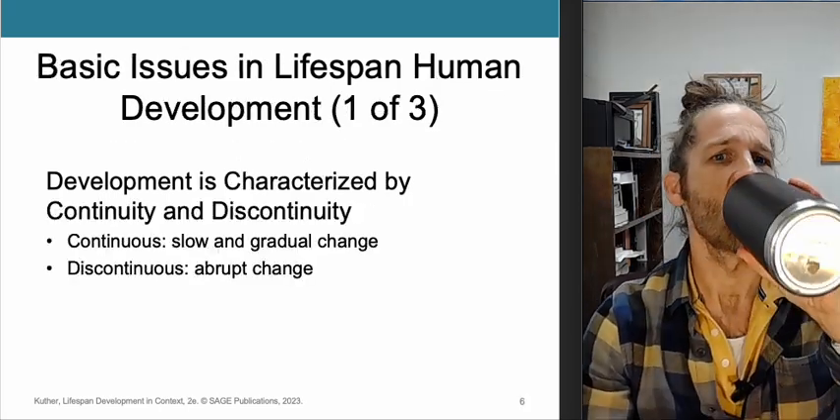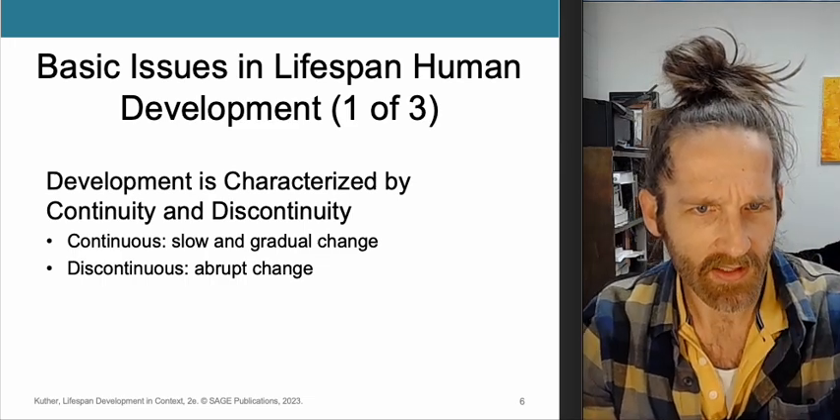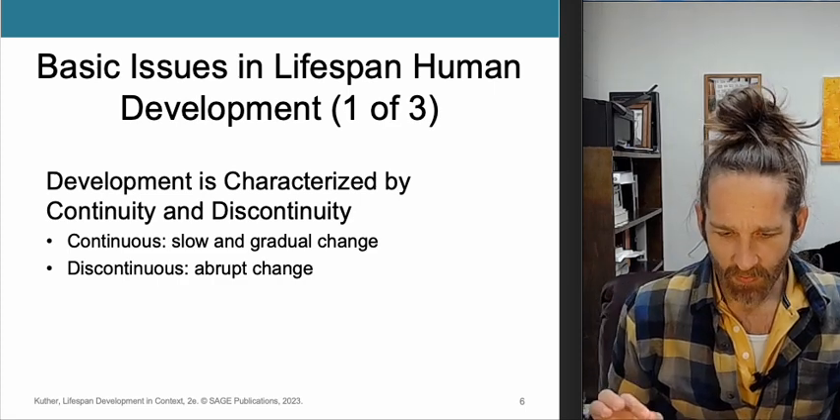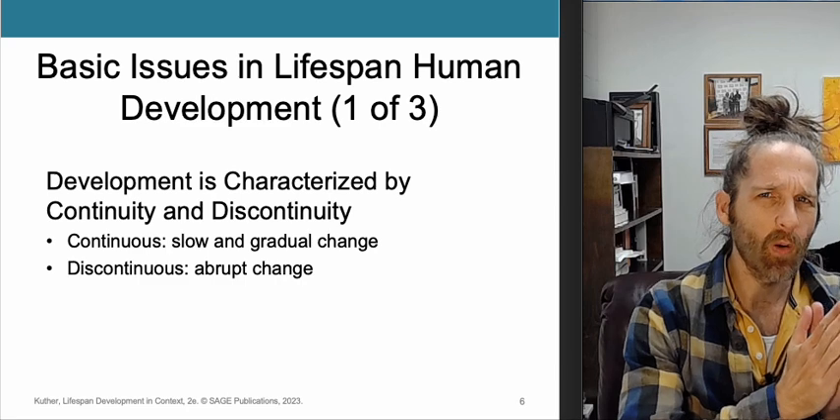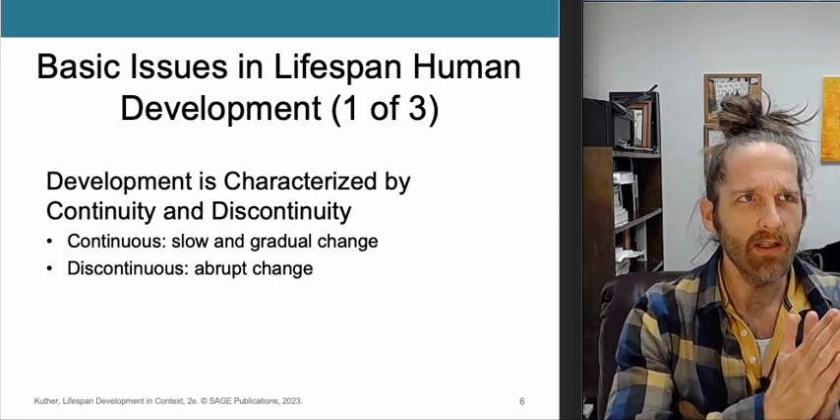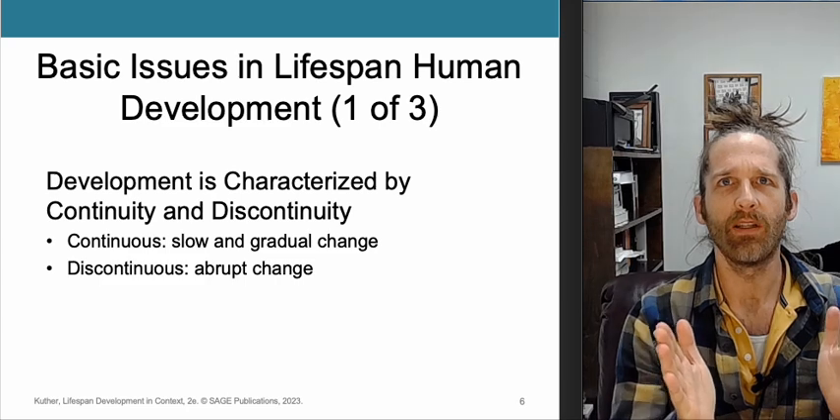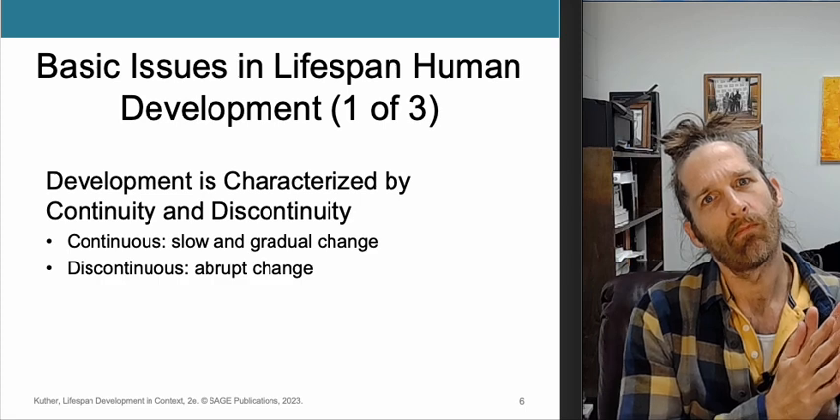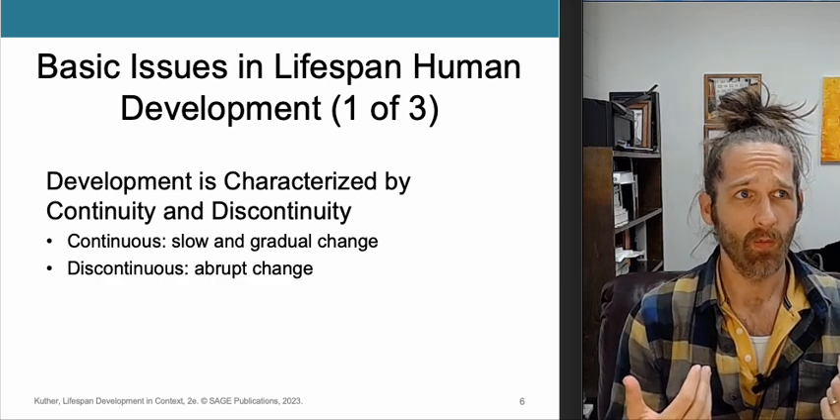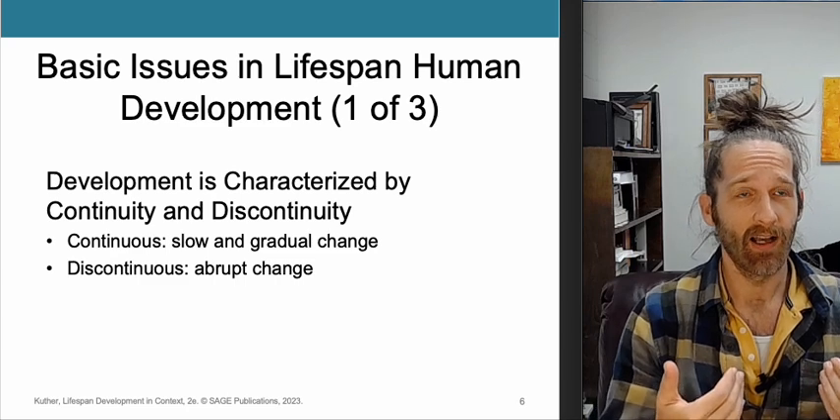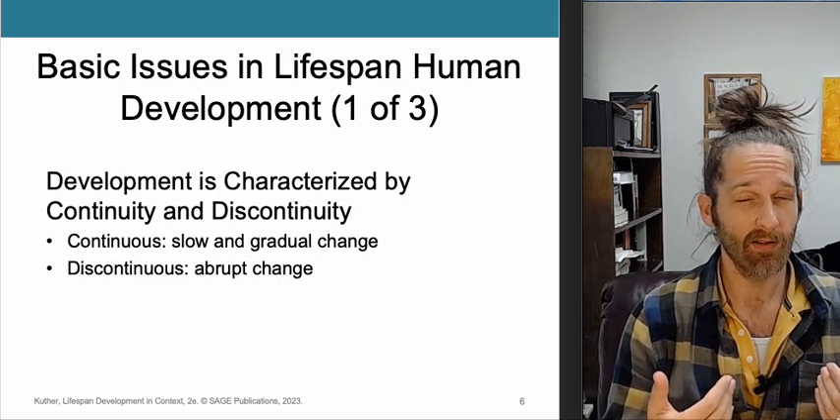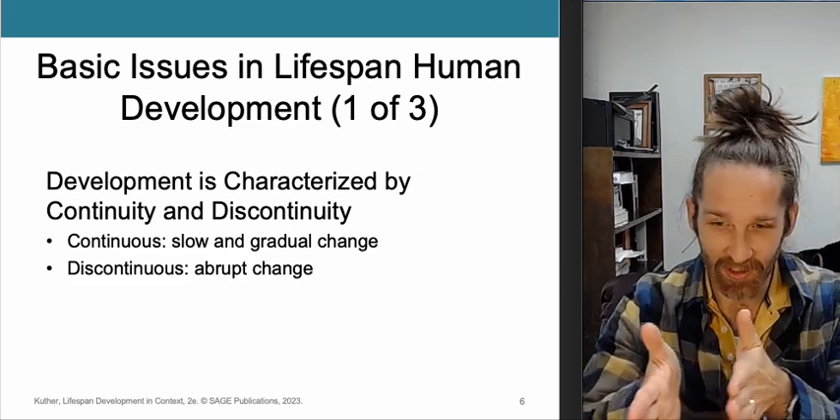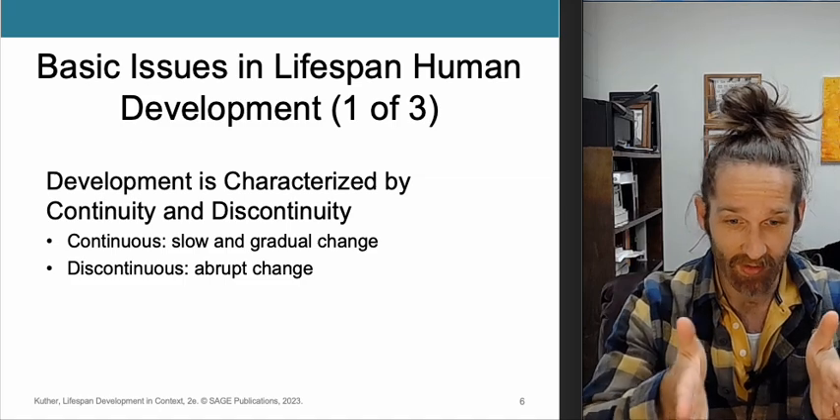I quite like this detail: human development is continuous and discontinuous. In order for something to be continuous, it's always ongoing. I can look at my own identity as a husband. I became a husband on April 22nd, 2017. On that moment, I went from not being a husband to being a husband, which was a big shift. And so that's discontinuous.